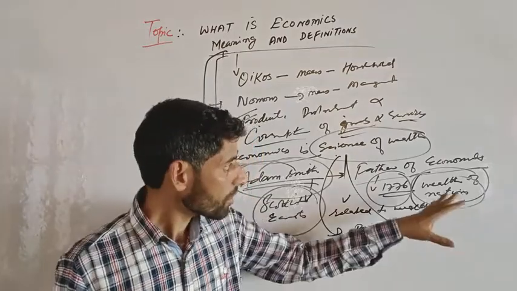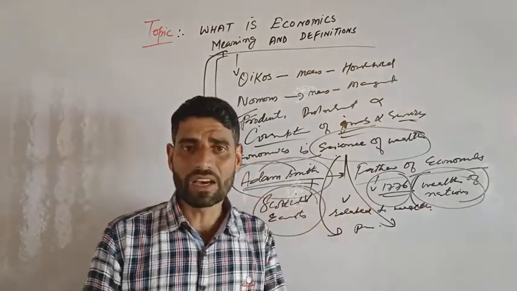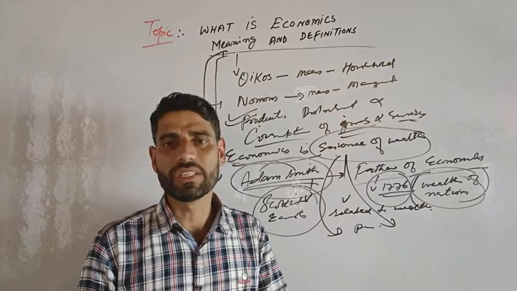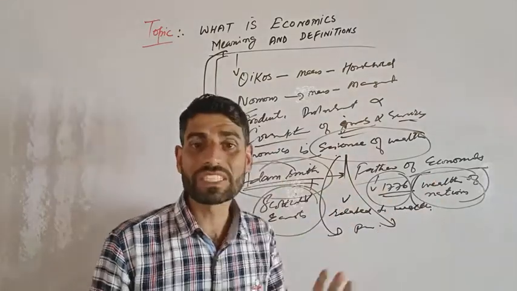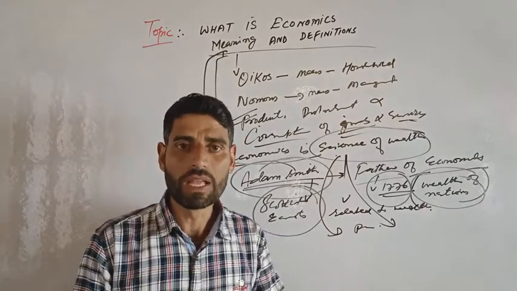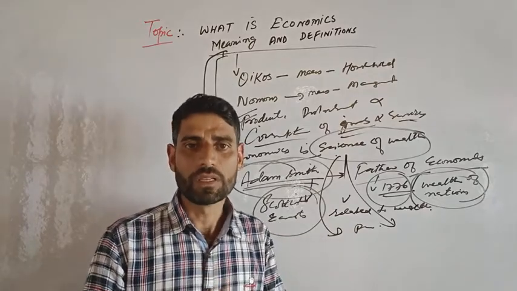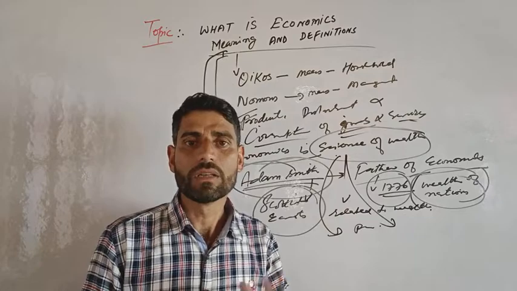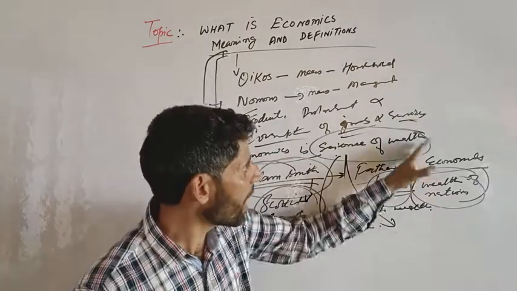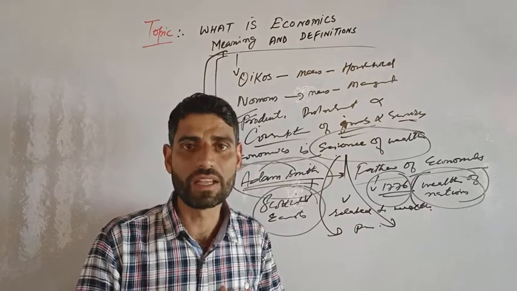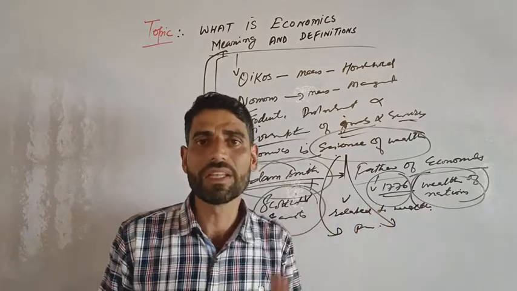That's the reason that in the early 19th century Adam Smith was criticized. By whom? Alfred Marshall criticized Adam Smith and his definition that economics is a science of wealth. Clear?